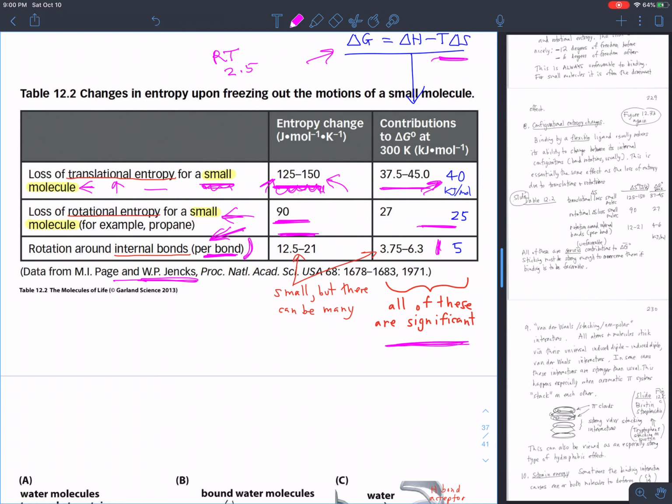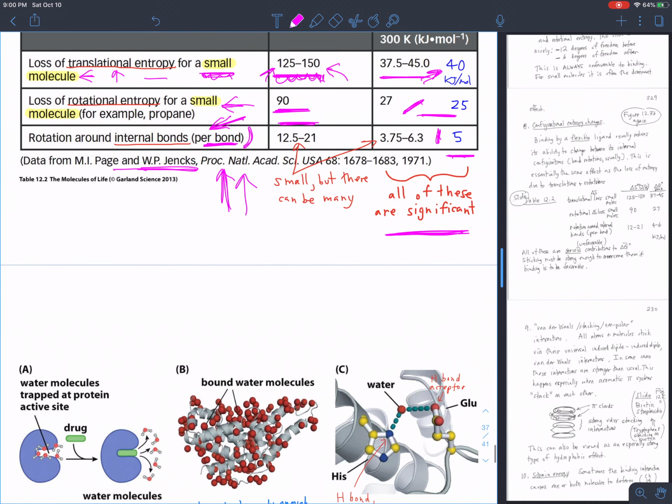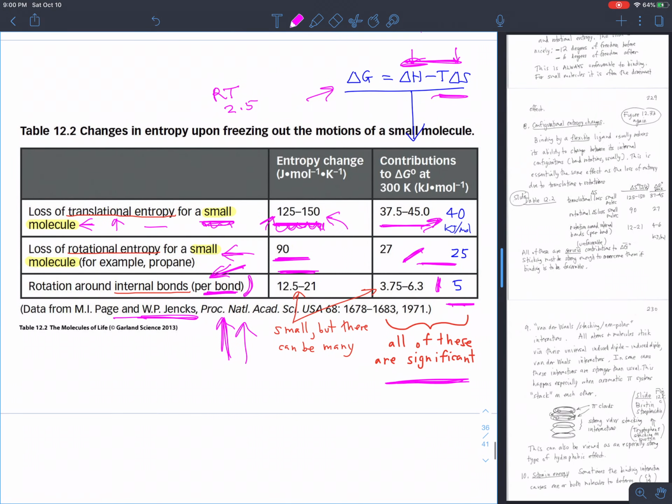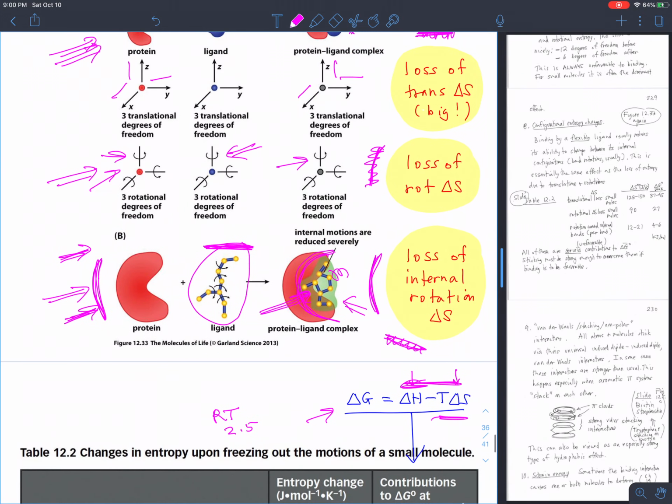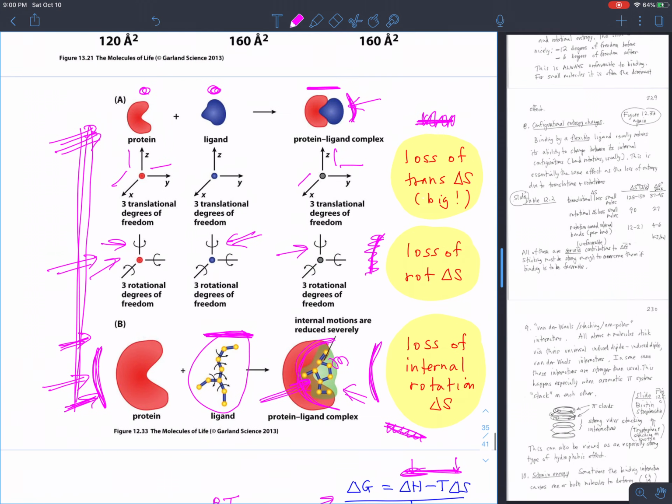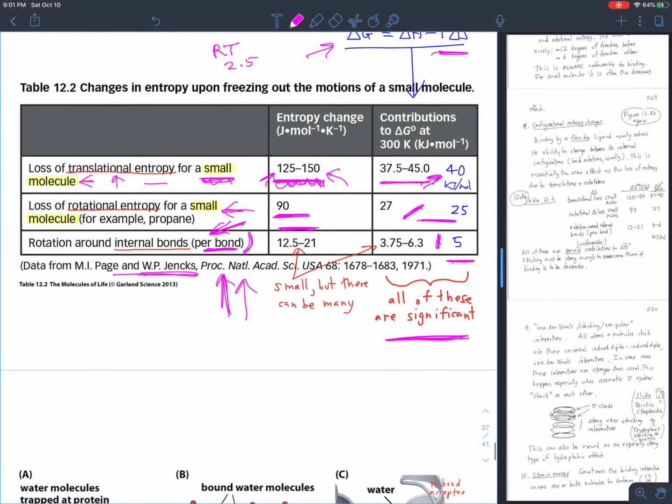And I say here that all these are significant, especially the fact that the configurational entropy per bond is relatively small, only 5. But there can be a dozen bonds, or a whole bunch of bonds, and then this rotational contribution can be a great big effect. It can be bigger than the other two. All right, so that's an entropic contribution. This is sort of the intrinsic part of binding, right? These are consequences of the mere fact that you're turning two molecules into one at all. And so you always have these contributions.